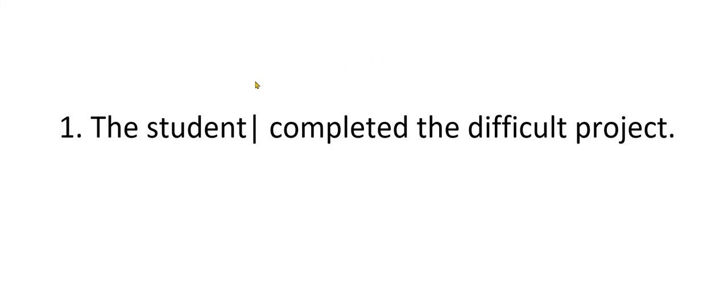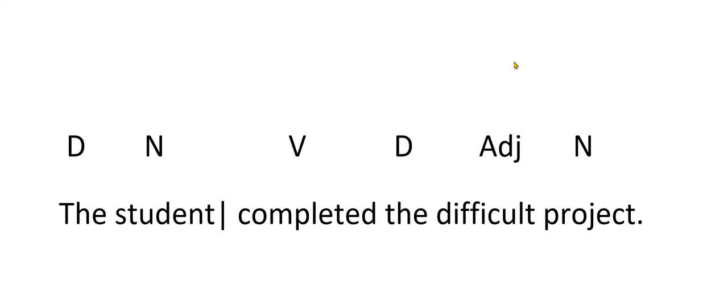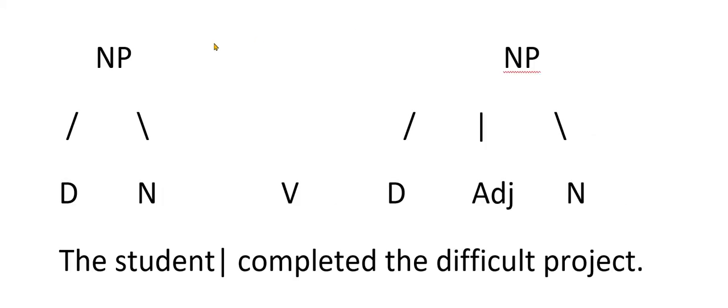The first step is to separate the student from completed a difficult project. That separates the noun phrase from the verb phrase. Then you label the parts of speech of each of the words in the sentence as you see here. Then I always like to group the noun phrases together. So we have the student, we have the difficult project. Those are 2 noun phrases.